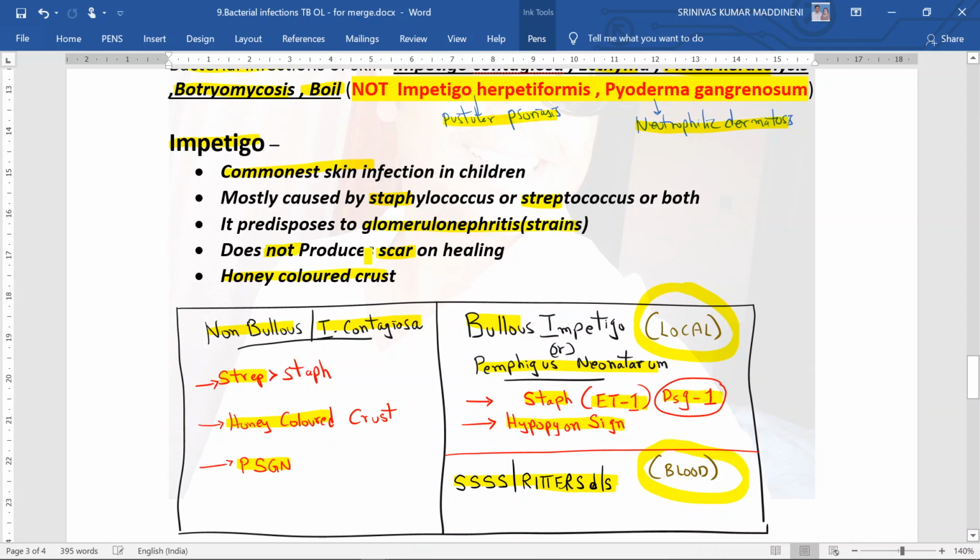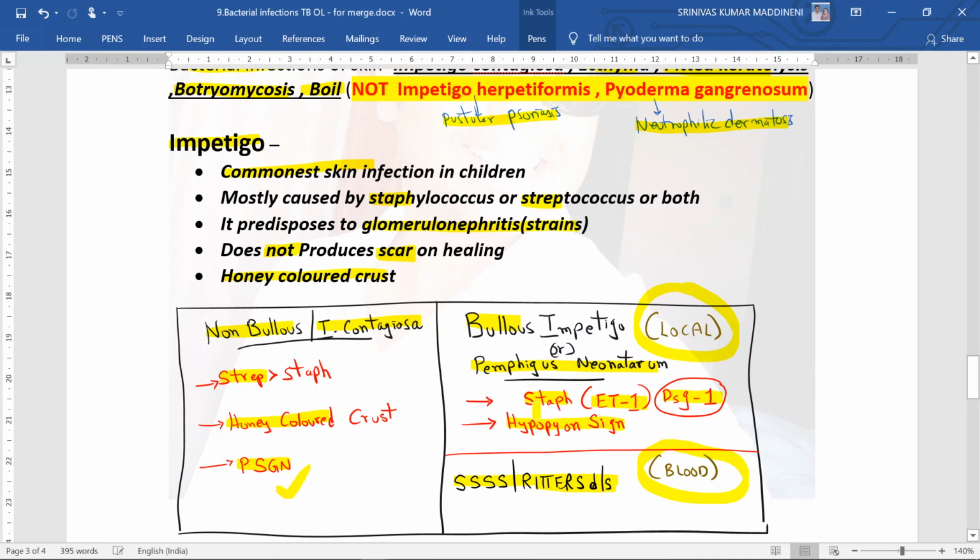It does not produce any scarring on healing. To be specific, the non-bullous form, also called impetigo contagiosa, is because of strep more than staph. There will be honey-colored crusting seen in this condition, and because of nephritogenic strains causing this condition, we can have post-streptococcal glomerulonephritis. And bullous impetigo is also called pemphigus neonatorum.